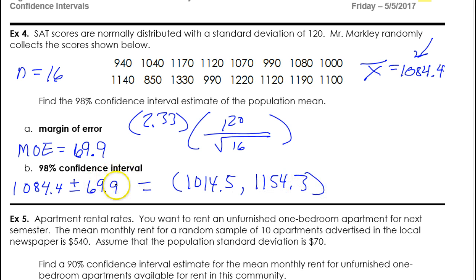If I asked you to interpret this in the context of the problem, in other words, write a sentence, you would say we can be 98% sure that the actual average SAT score is somewhere between 1024 and 1154.